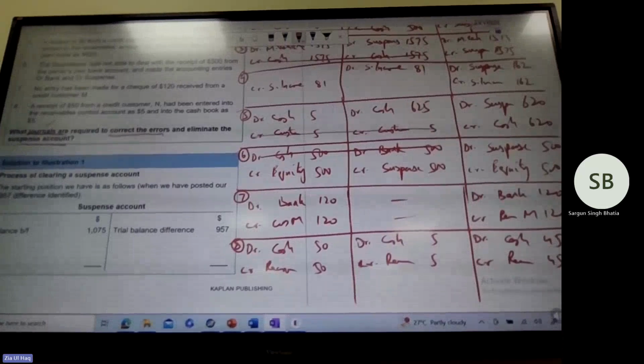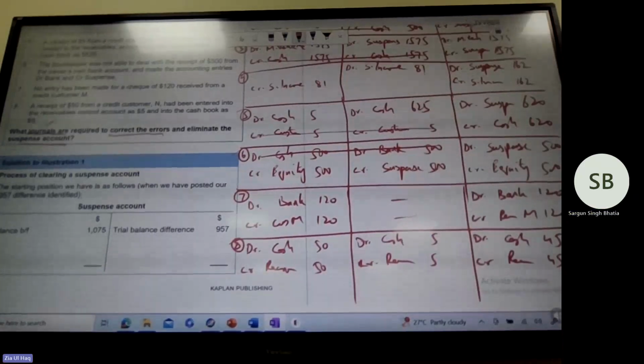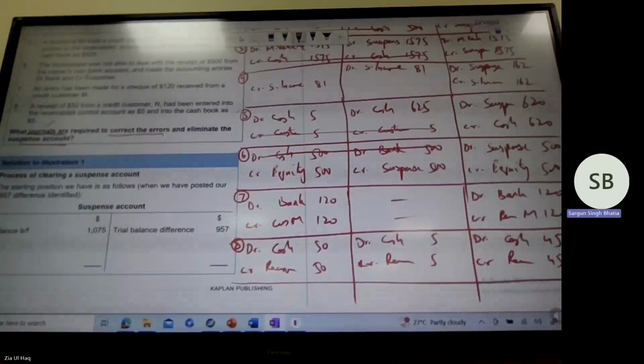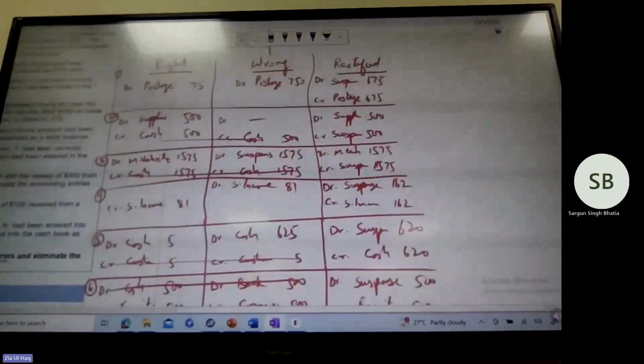Sir, is the receivable account and the receivable control account the same? It is the same, treat it the same right now. Okay, so there will be no suspense now, and we can adjust our suspense account.